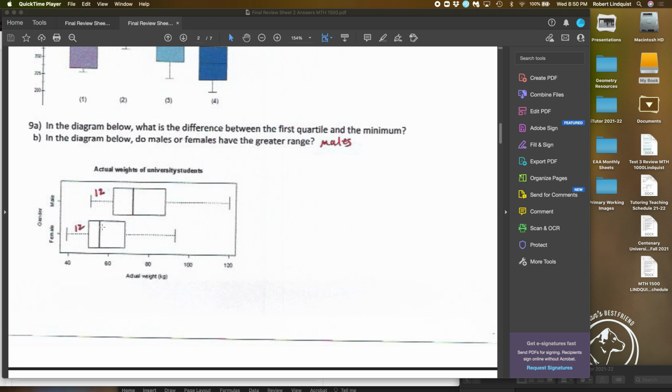And do males or females have a greater range? The males have a greater range. The distance from the lowest to the highest score is greater with the males. Okay, so that's sheet number 1, the first 2 pages.